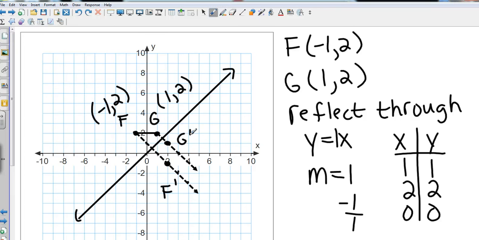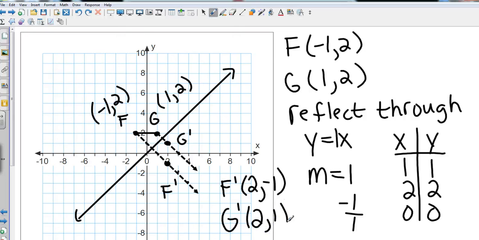So my f prime is 2, negative 1. And my G prime is, where am I at there? I am at 2, positive 1. And I could go ahead and draw that in. That is right there.